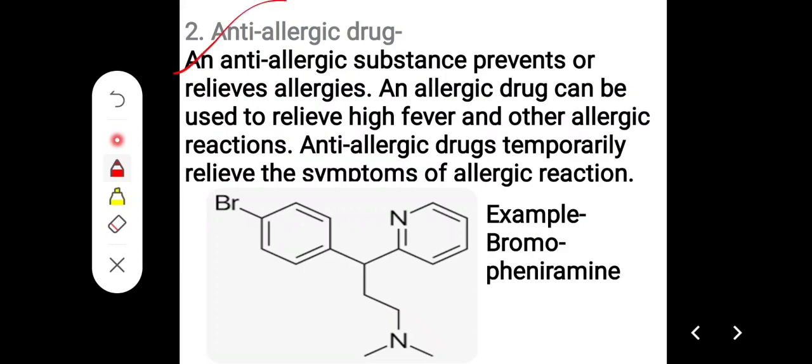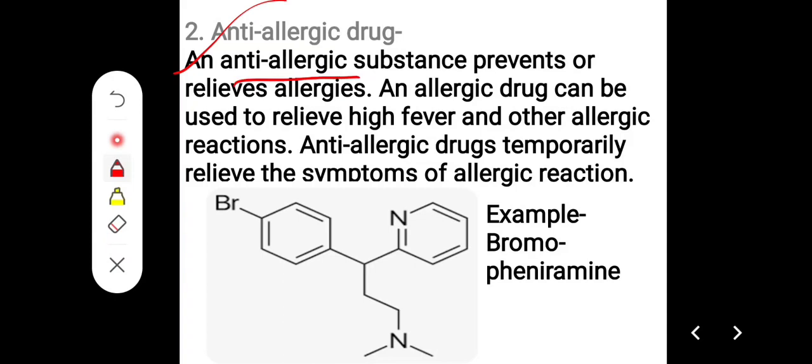From the name we can guess that this term is related to allergy, so that's why we term it anti-allergic. An anti-allergic substance prevents or relieves allergies. For prevention and relief of allergies, we have to use an anti-allergic substance. An anti-allergic drug can be used to relieve high fever when it is due to allergy.